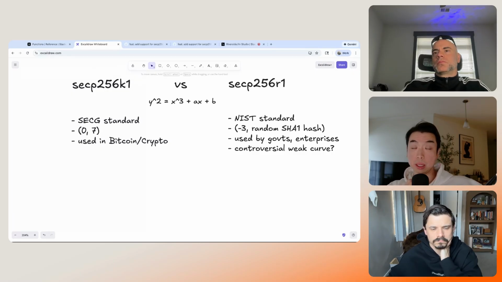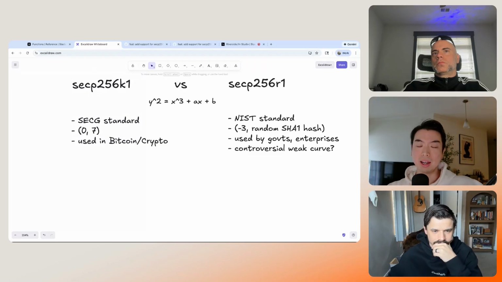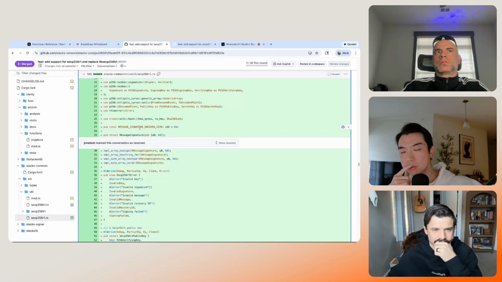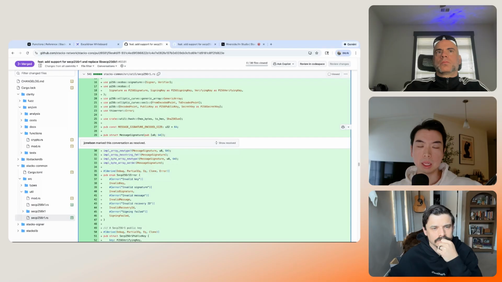Gotcha. Interesting. That was all super interesting, and it gives a bit more context as to why there is a K1 and an R1 curve. To transition, with the support of R1 in Clarity contracts, we've already added support for R1 in Clarity, I think starting a few weeks ago. How or what was the design or decision process in determining what kind of R1 library or standard we should be using in Clarity?